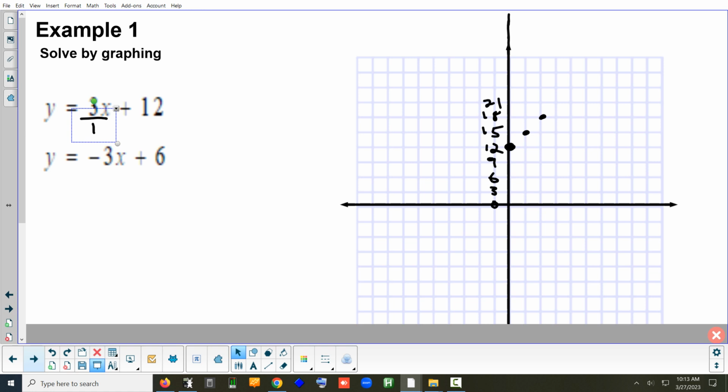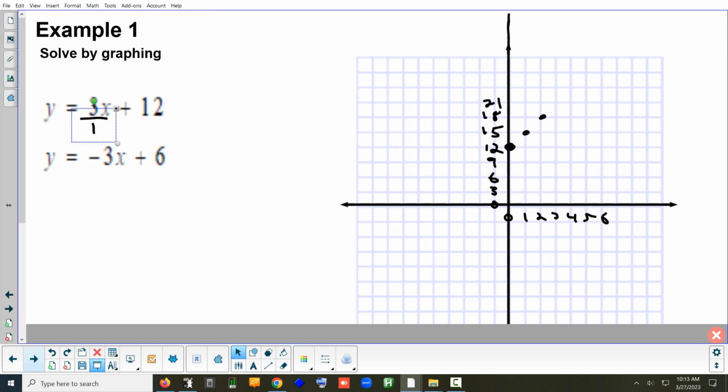I didn't change the scale on the x-axis because I didn't think I needed to. I just left those as ones. And that's okay to do. You can scale one axis and not the other.